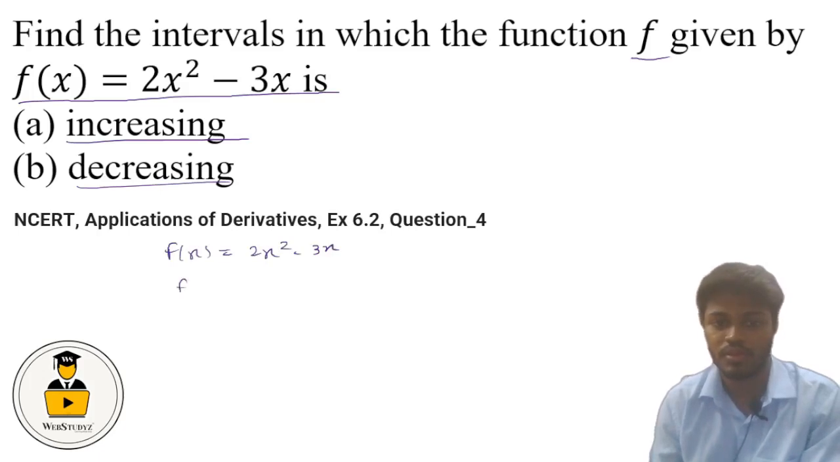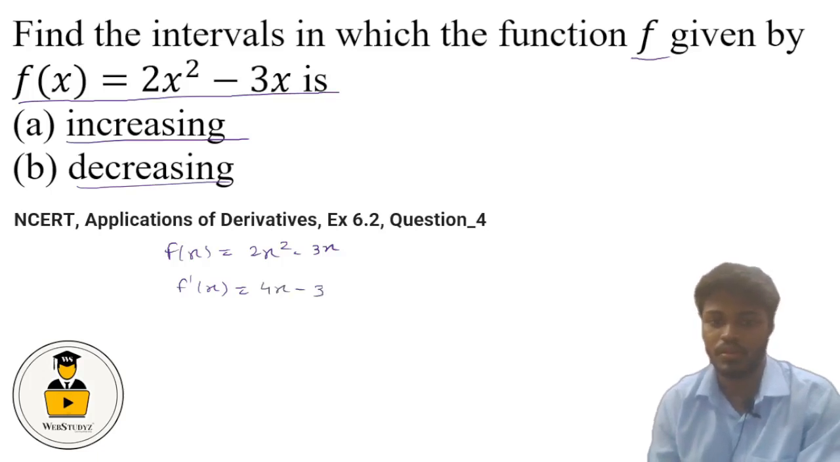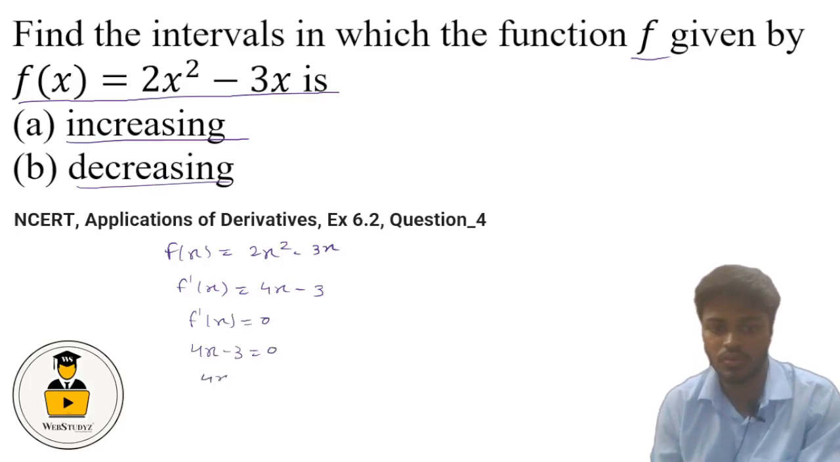If we find the first order derivative, this will be 4x minus 3. Now to check whether it is increasing or decreasing, we will equate this to 0. So 4x minus 3 equals 0. Therefore 4x equals 3, or we can say that x equals 3 upon 4.